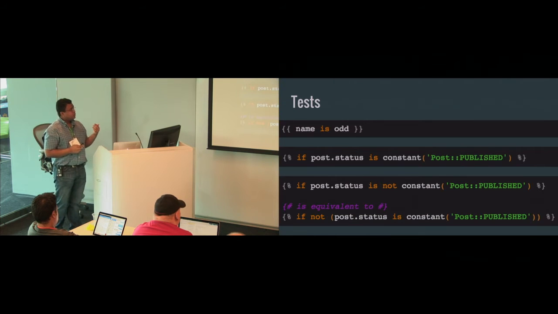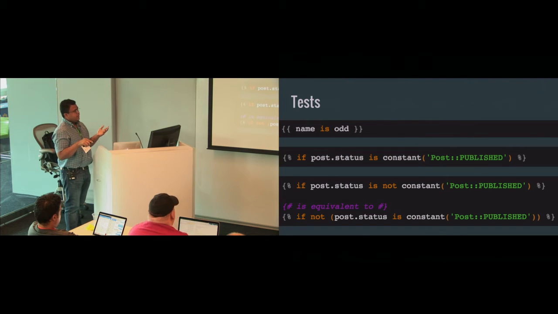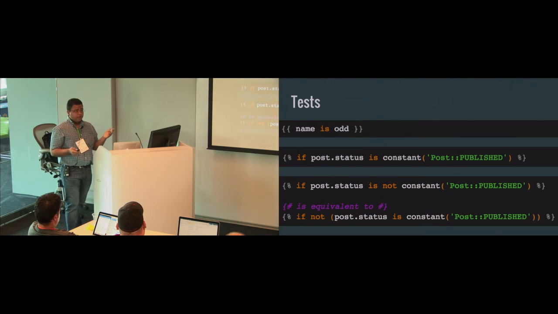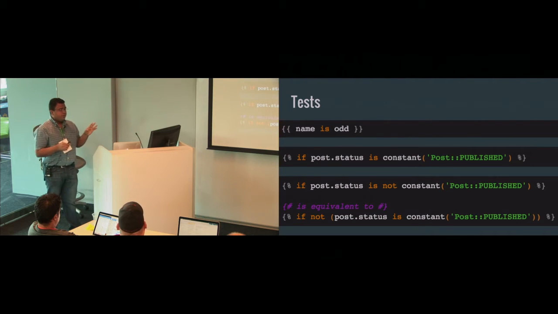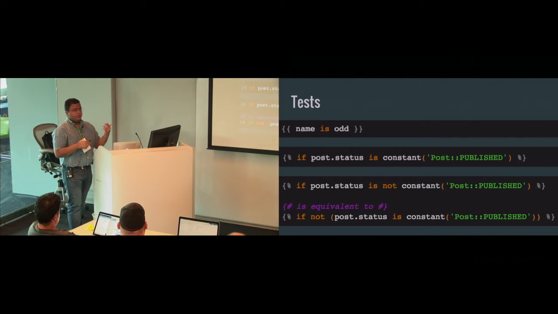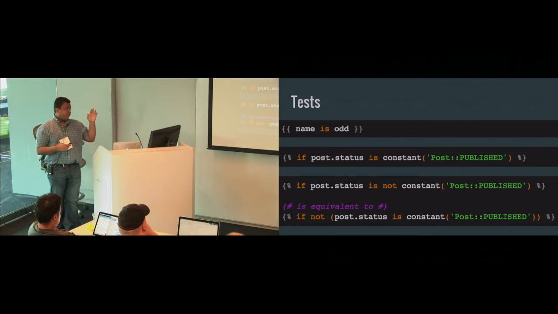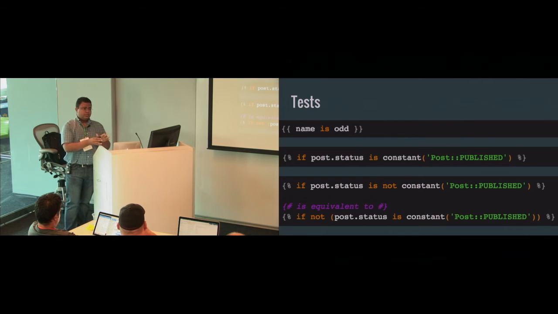In addition to functions, we also have tests. For example, let's say this name was an array, a number, and then is this number odd, is this number even, or we can use if a variable is equal to something else, if a variable is not equal to something else. What is the difference between a test and a function and a filter?